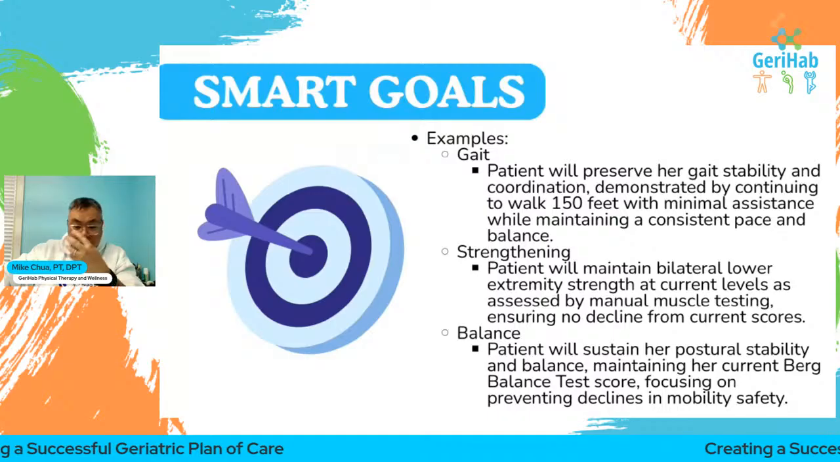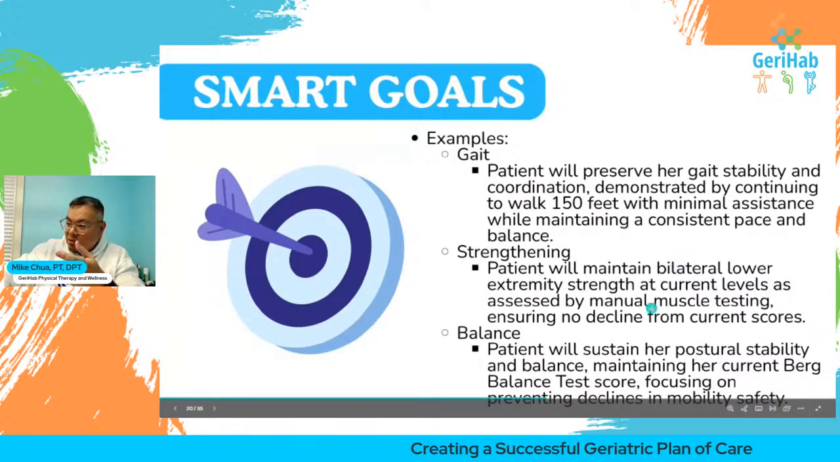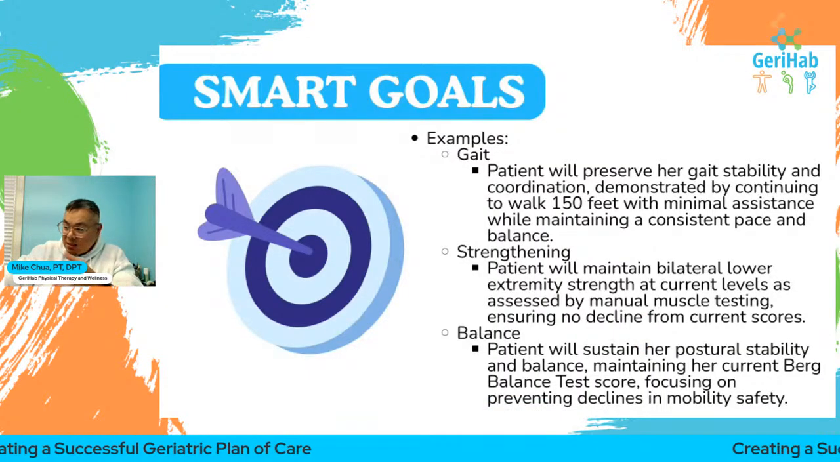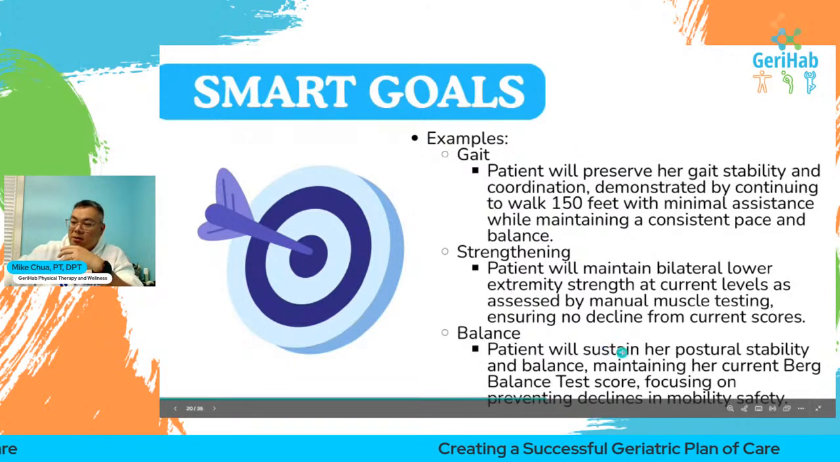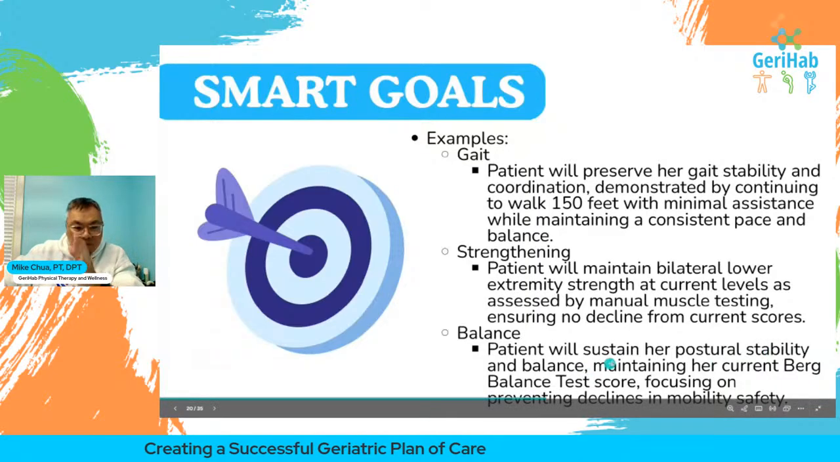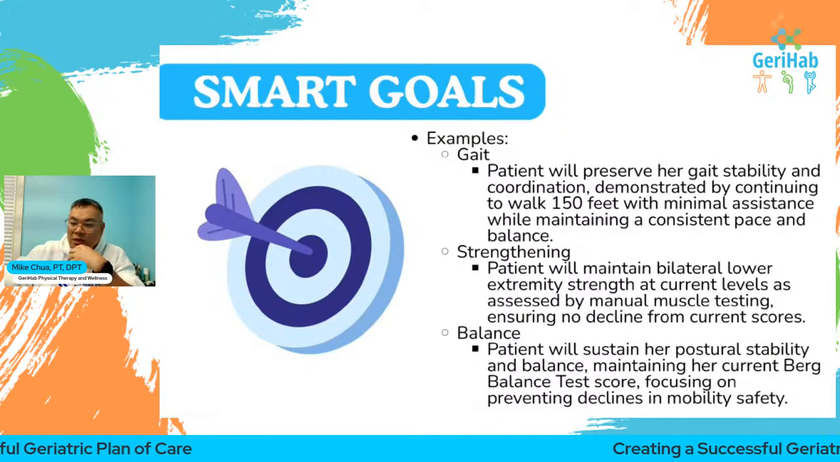All right, are you getting the gist of that? Same thing with the strengthening. And same thing with the balance. Patient will sustain her postural stability and balance, maintaining her current balance score. The Berg number should be here, you know, her current balance score of 42 over 56 or 50 over 56. So you need to put that number too.